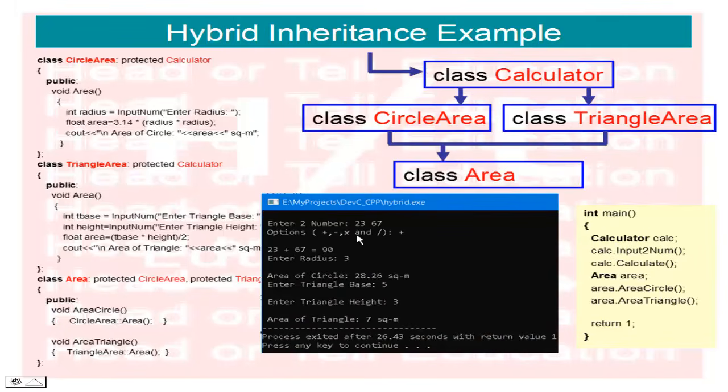Now if you run this code, according to the code, the calculator object inputs two numbers. According to the example, I have inputted 23 and 67, then passed the choice plus, so 23 plus 67 equals 90. Now I have created the area class object. The area class object asks to enter the radius, since the circle area is being called. After that, it calculates from the radius and the answer is this. Next, calling the triangle, we pass the base and height, and this is the calculated triangle area.